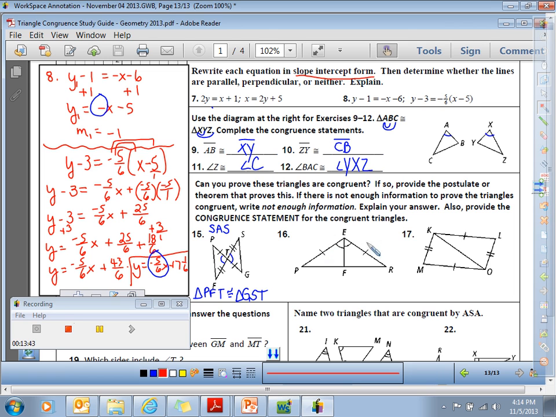Okay, number 16, we have these two sides marked. There's one S. We have these two angles marked congruent. There's another angle, and they share this side in between them. Is it side, angle, side, or would it be side, side, angle?